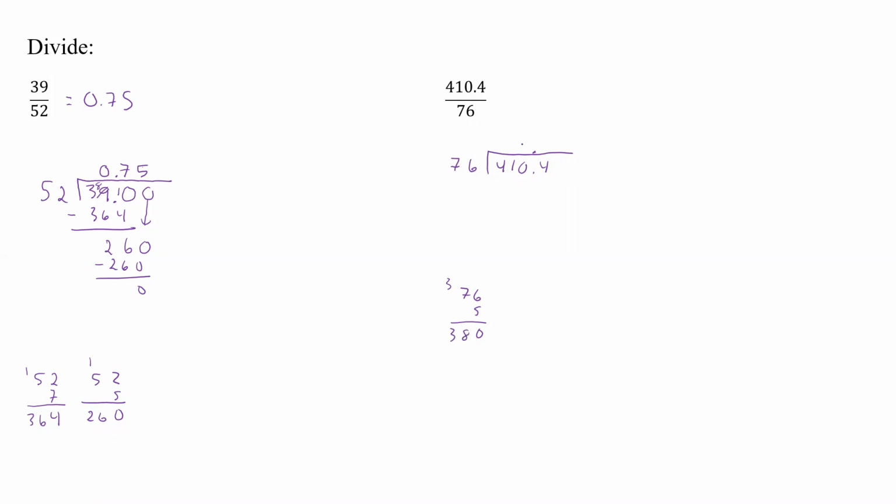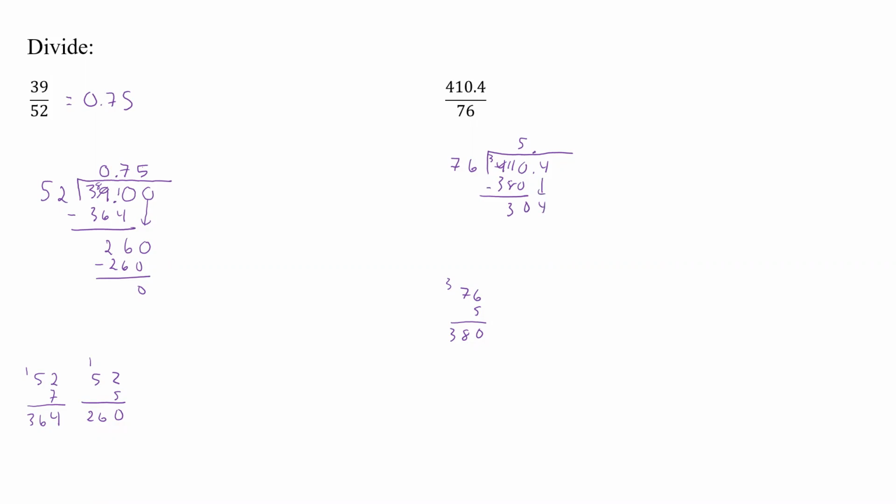And so let's try that one. So that's going to be 5. So that's going to give us 380. Now we subtract, that's 3. So we have 0 minus 0 is 0. 11 minus 8 is 3. And now we bring down our 4.